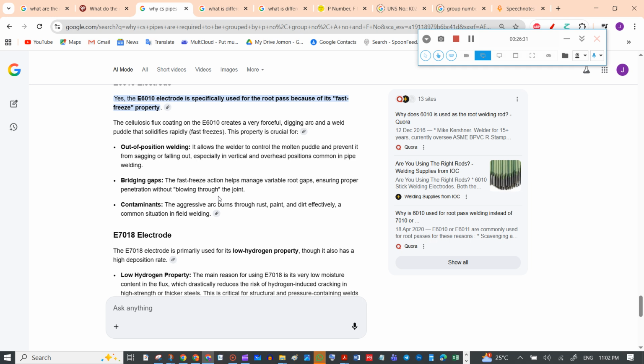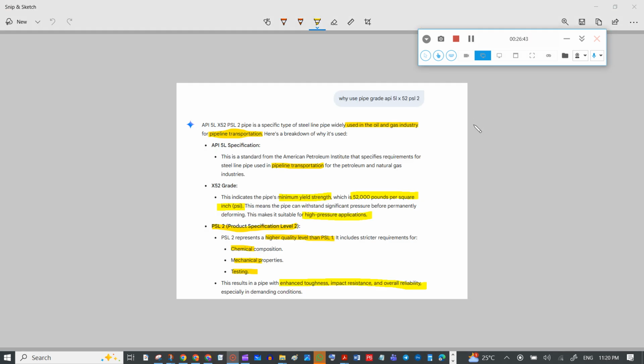The question is why we require API 5L X52 as the base material. In the next video, finally, why are we using this API 5L X52 in PSL2? It's a specific type of line pipe for the oil and gas industry, for pipeline transportation. The pipe's minimum yield strength is 52,000 pounds per square inch. It means it can withstand significant pressure before permanently deforming.